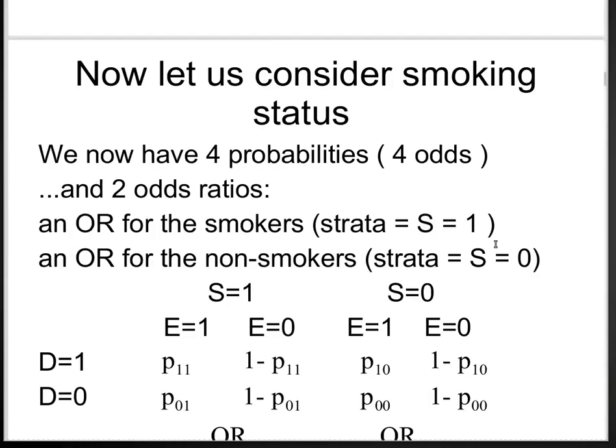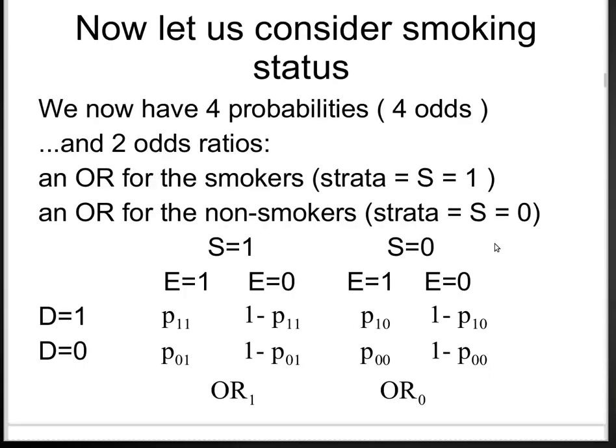All right, well, let's make things a little more elaborate then. Let's suppose we wish to add to consideration now whether or not the participant in the study was a smoker. So we'll have two values. We'll have the odds ratio for the smokers when the strata is coded 1, and the odds ratio for the non-smokers when strata is coded 0.